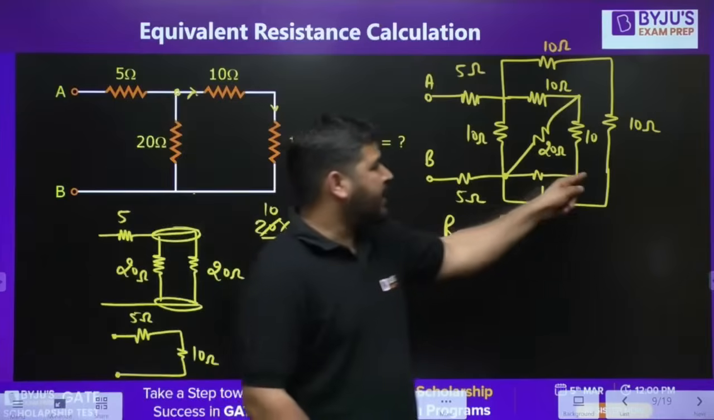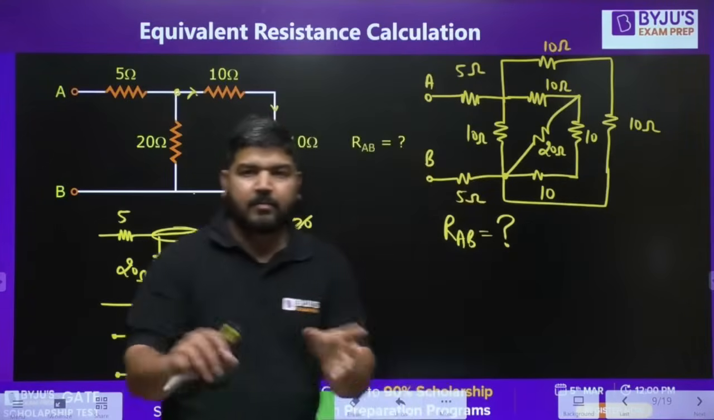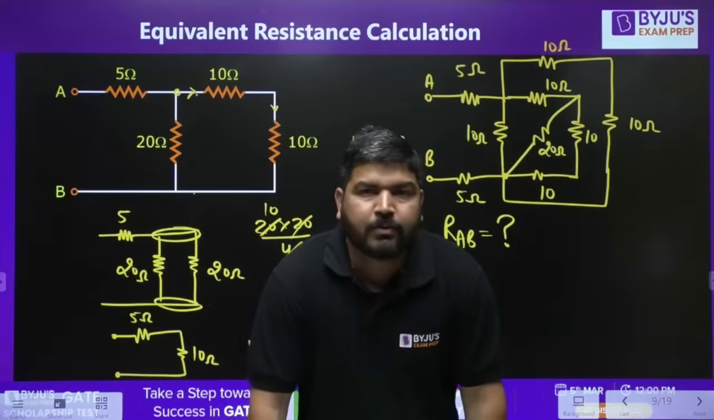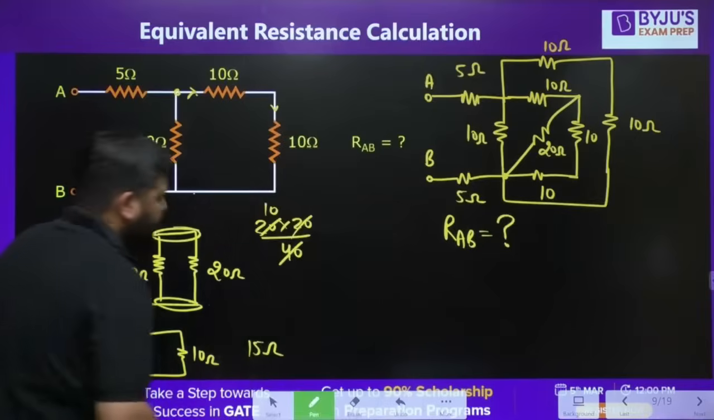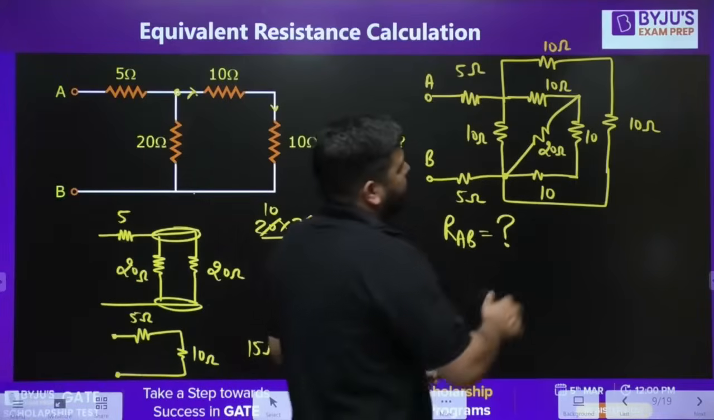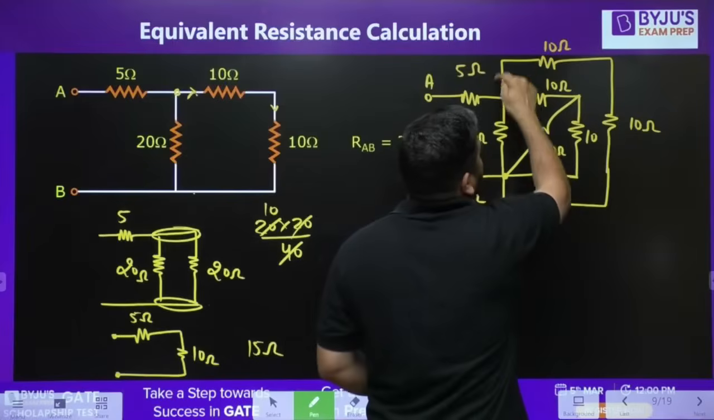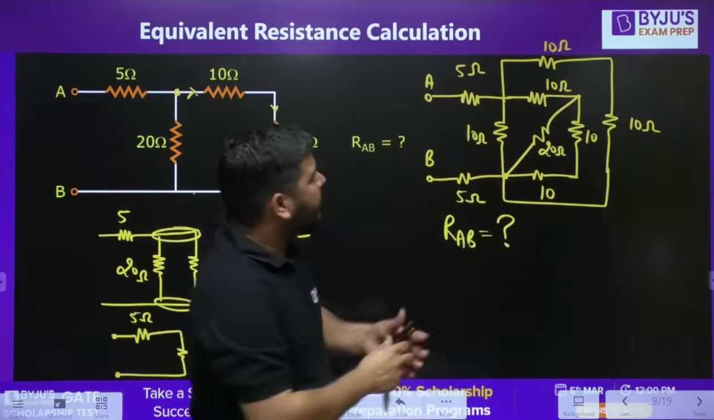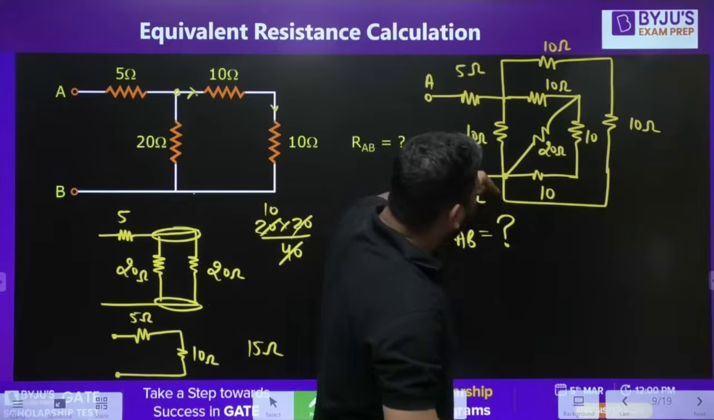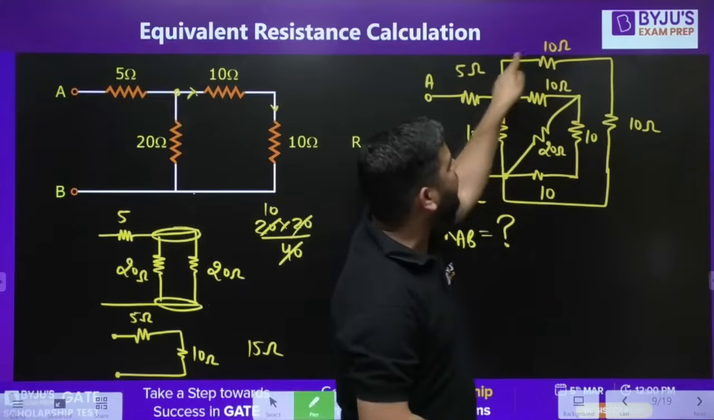I have changed the circuit, guys. I have changed this connection from this point to this point so that it becomes simple for you. So now you can easily solve it. How to solve this? First, you can see that this 10 ohm and this 10 ohm are in series. So you can replace this entire branch with 20 ohm.